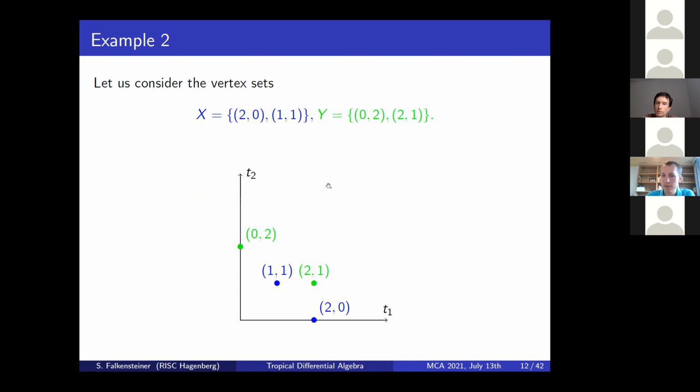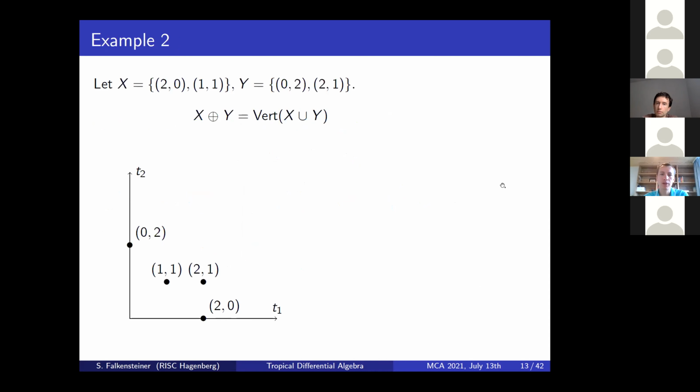So we have here another example, the set X consisting of those 2 points and Y of those 2 points. And we want to perform this addition. So first, we take the union of all the 4 points and then take a look which elements really contribute to the Newton polytope. What does the vertex map do? It removes these 2 inner points. The result of this addition is (2,0) and (0,2).